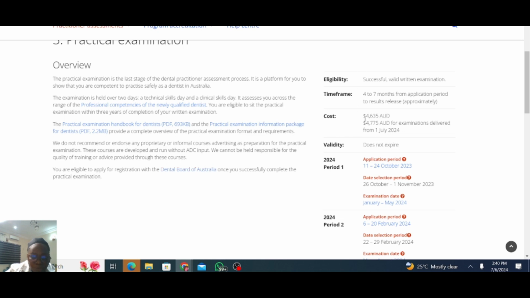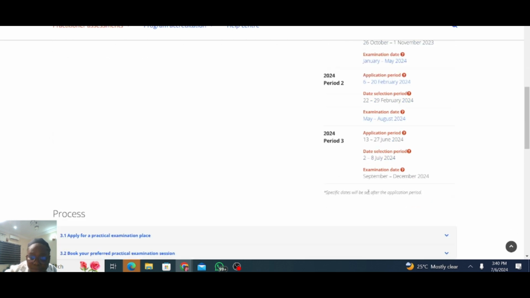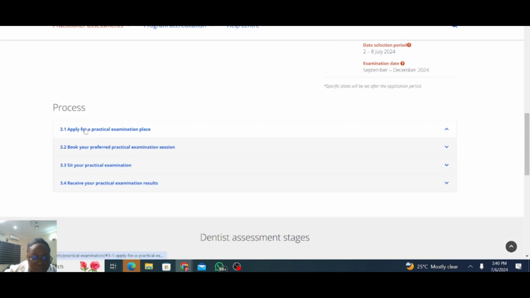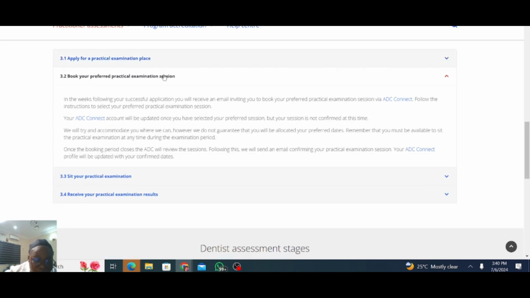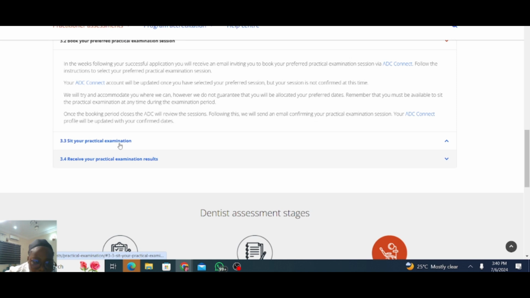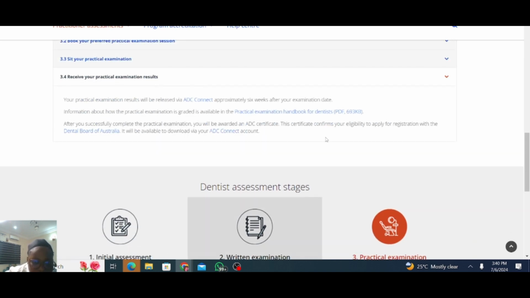Now, this is the amount you will pay for the practical exam, 4,635 Australian dollars is the amount you pay. And once you pass this practical exam, it doesn't expire. It doesn't expire. So what's the process? Apply for a practical exam place. You must have a valid initial assessment, have a valid written examination, meet the eligibility requirements, then book your preferred practical exam session. Then after that, sit for your practical exam and receive your practical examination result.